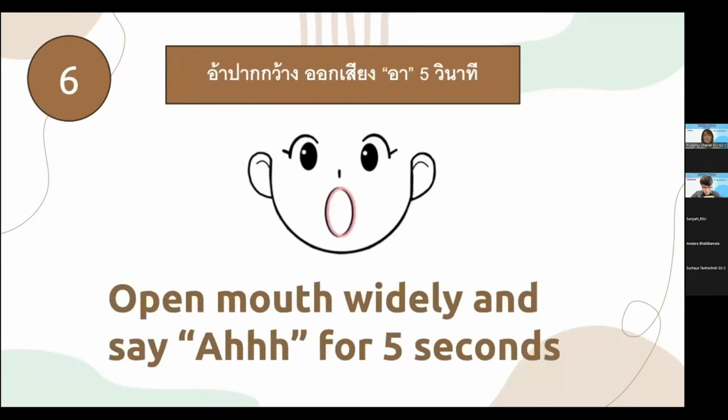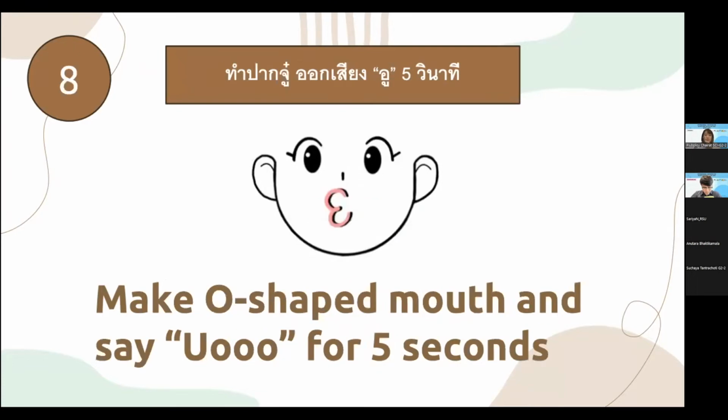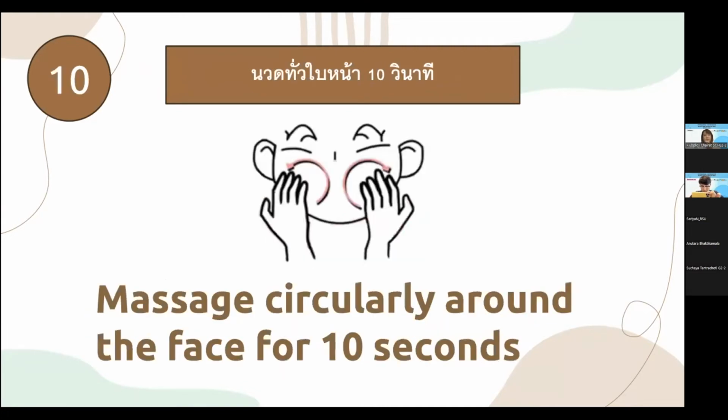Step 6, open mouth widely and say ah for 5 seconds. Step 7, flatten mouth and say e for 5 seconds. Step 8, make an O-shaped mouth and say oo for 5 seconds. Step 9, blow cheeks for 5 seconds. Step 10, massage circularly around the face for 10 seconds.